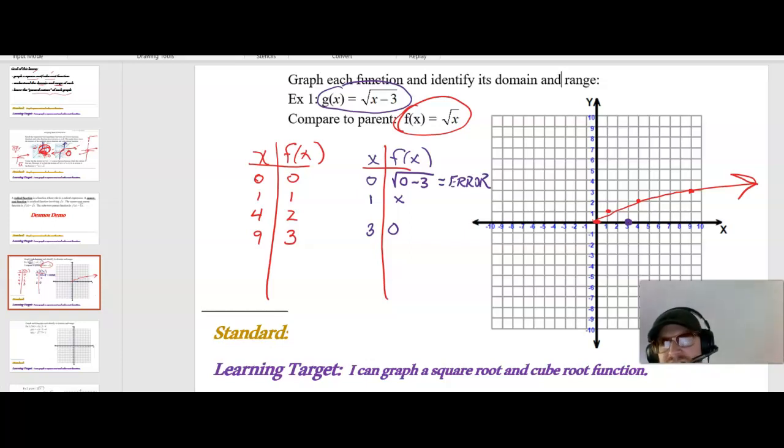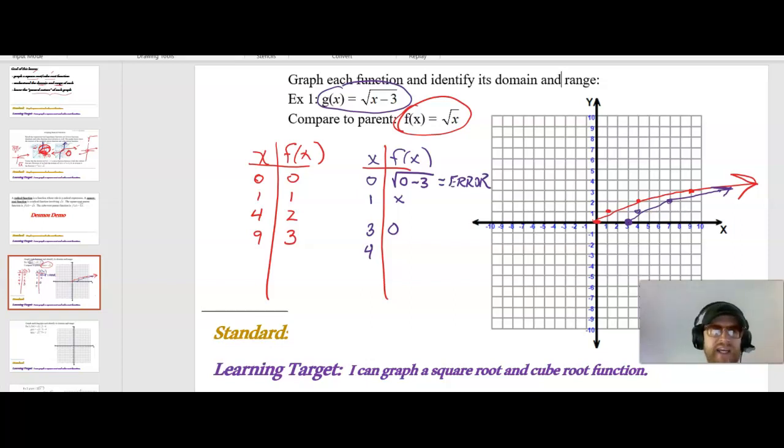So I can actually take each of these points that I've already found and shift them 3 spaces to the right, and you see the exact same curve shifted 3 spaces to the right. And let's test it out. Let's plug in 4.